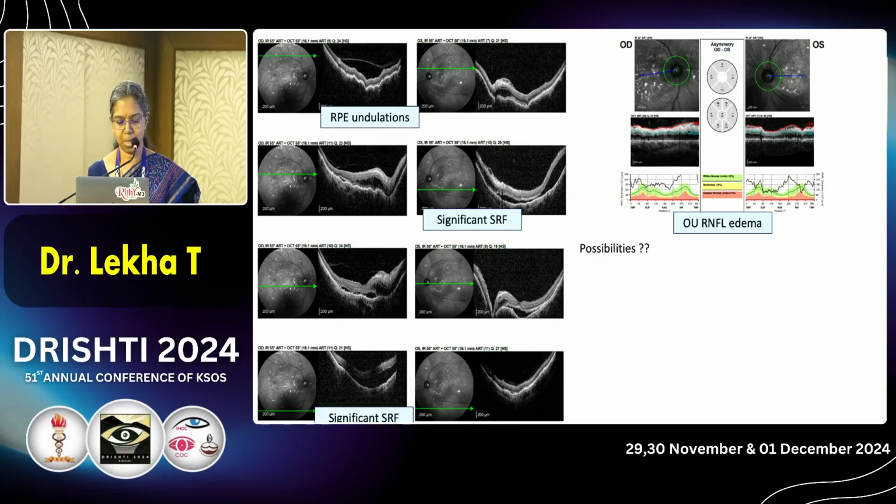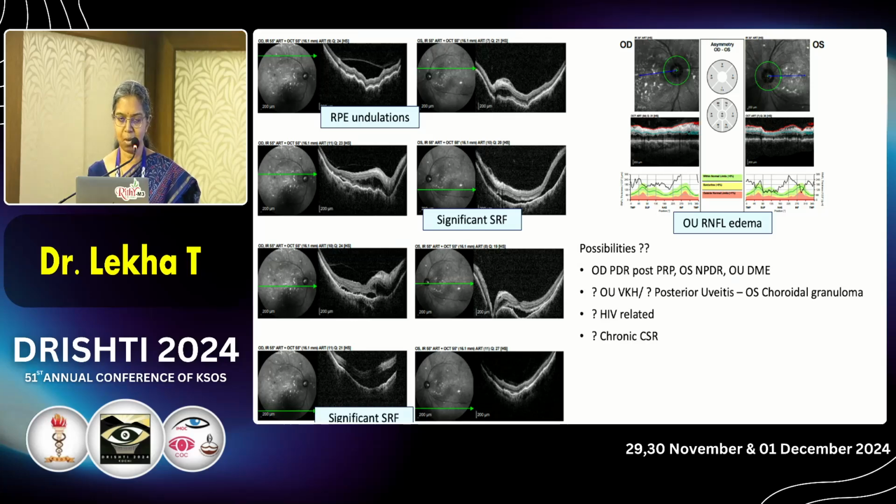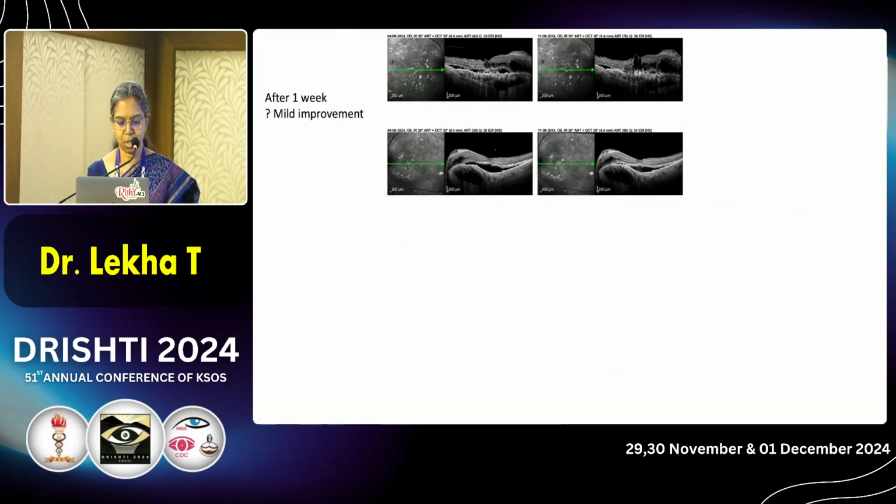So what are the possibilities? Definitely he has diabetic retinopathy, but along with that, is it VKH or some posterior uveitis with a choroidal granuloma? Is it HIV related, or is it a chronic CSR or some kind of masquerade? Yeah, so we proceeded with further workup.